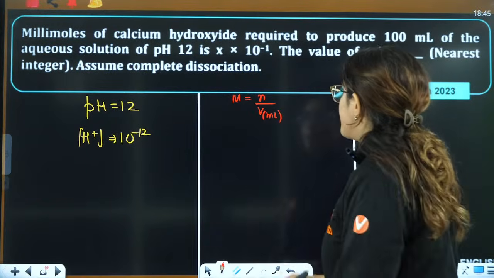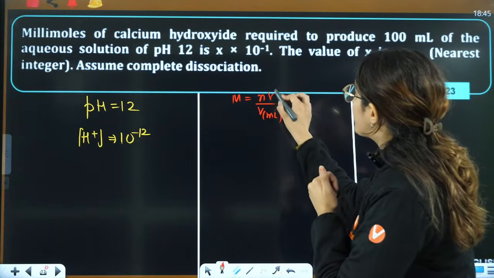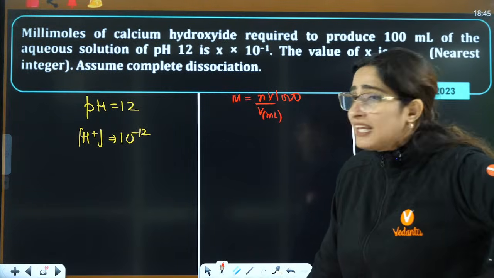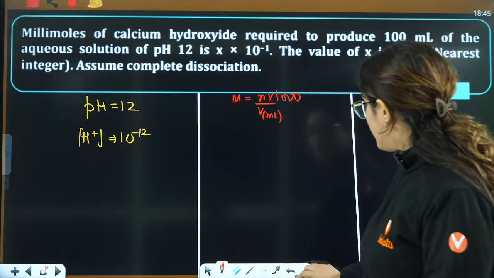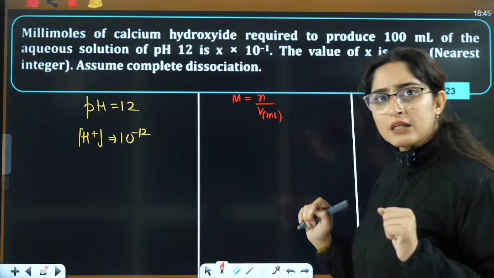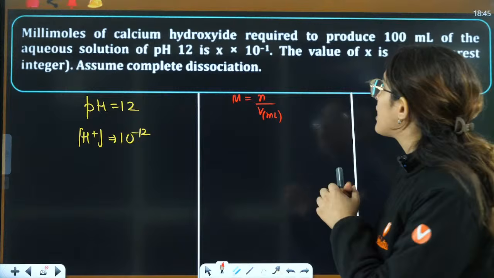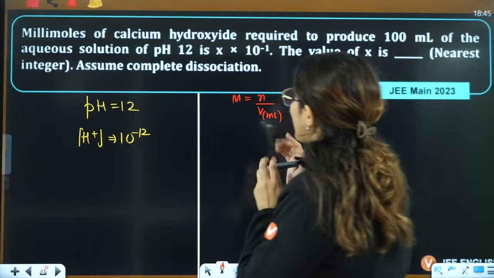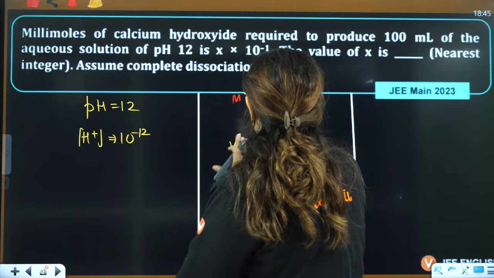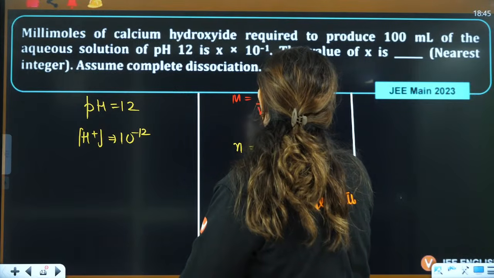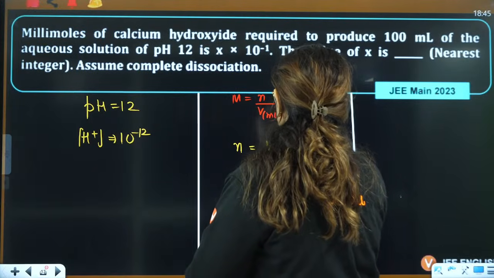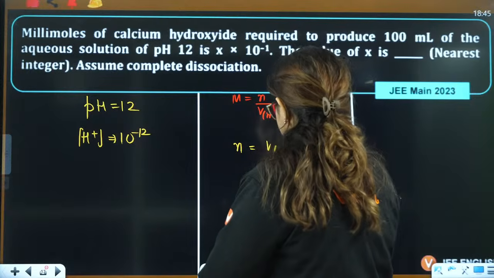But ma'am, whenever it is in milliliters, you said it should be multiplied by 1000. Arey, when you calculate the number of moles, here they are telling you it is millimoles, so take it directly into milliliters. If you have to calculate millimoles, then you don't need to multiply by 1000 if volume is given in milliliters, right? Volume is given in milliliters, molarity you have calculated, so it was an easy question only, right? Number of millimoles will become volume in milliliters into molarity. Volume is 100 and this is 10 raised to power minus 12. That is 10 raised to power minus 10, right?